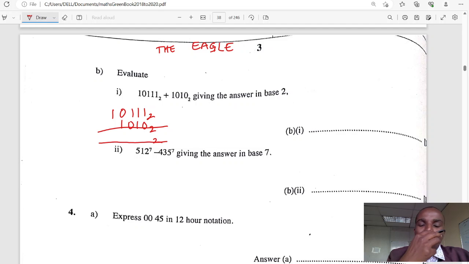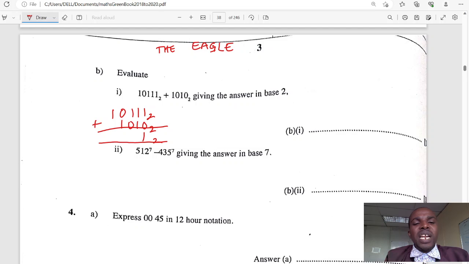So let me put base 2. In number bases, your number must not be more than or equal to the base. In this case, it is base 2. So you are adding 1 plus 0, it's 1. So 1 is less than the base 2, so you have to write 1 here.